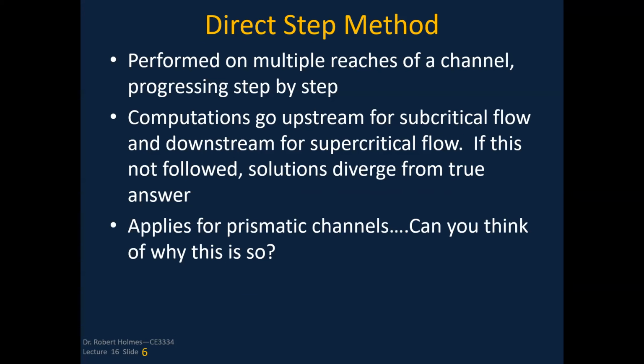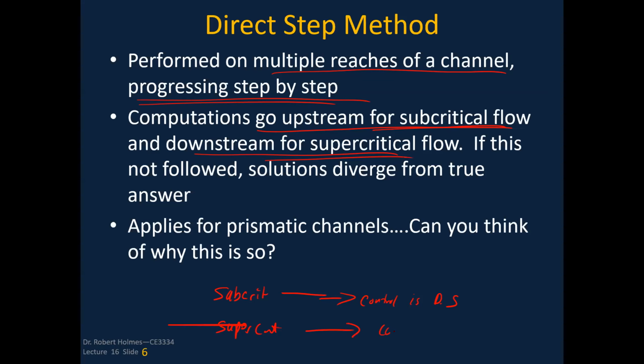If we look at the direct step method solution, you perform it on multiple reaches of a channel, and you progress step by step. And the computations go upstream for subcritical flow, and they go downstream for supercritical flow. Why is that? Because for subcritical flow, the control is downstream. For supercritical, control is upstream.